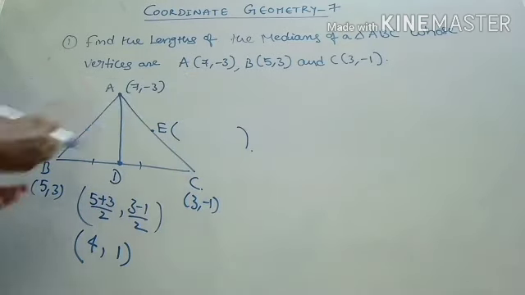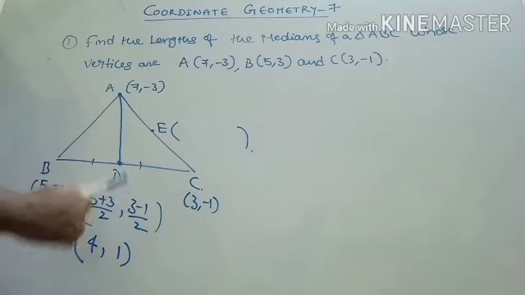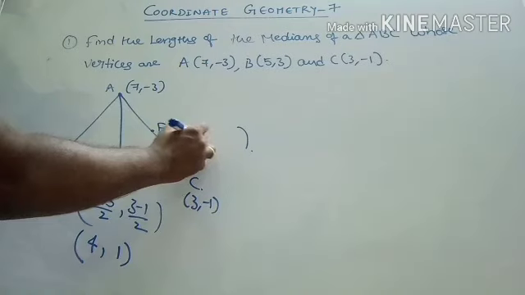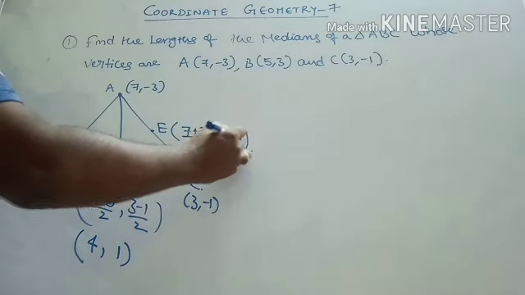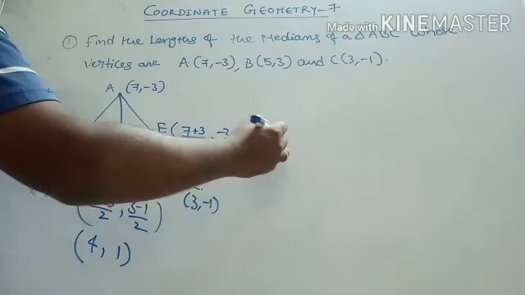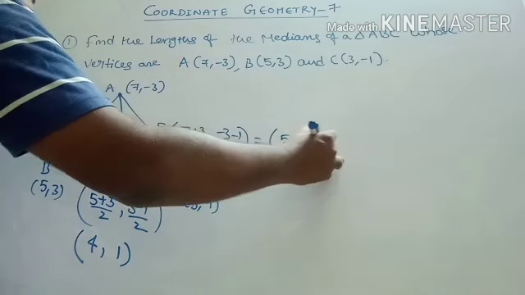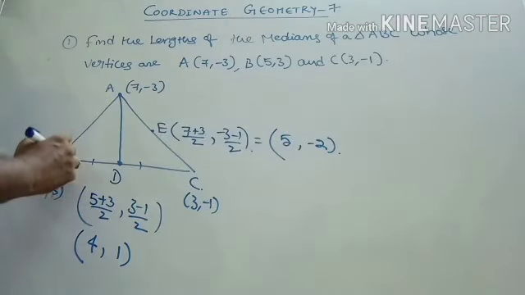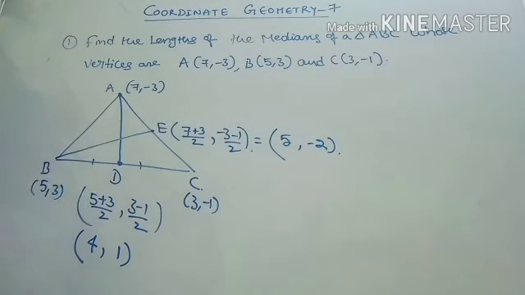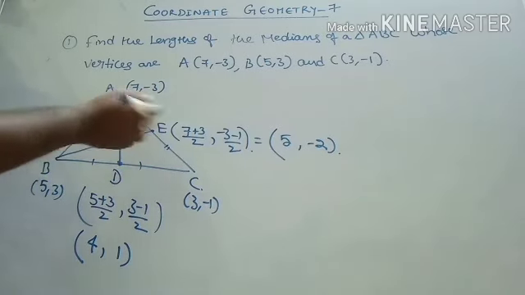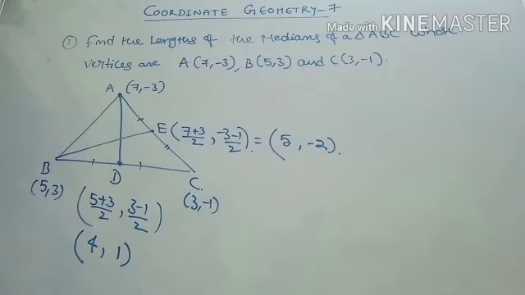E is the midpoint of A and C. This is 7 plus 3 by 2, comma minus 3 minus 1 by 2. This is 10 by 2, that is 5, comma minus 4 by 2, that is minus 2. This is now BE, the median we can find. How? We know vertex B and we know E, so let us find it like this.